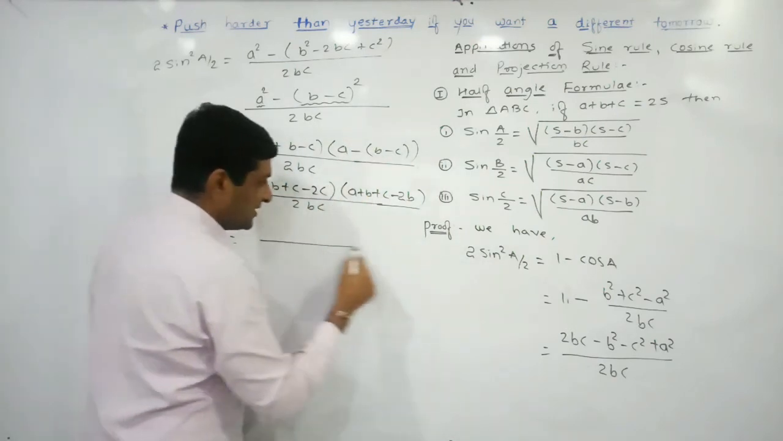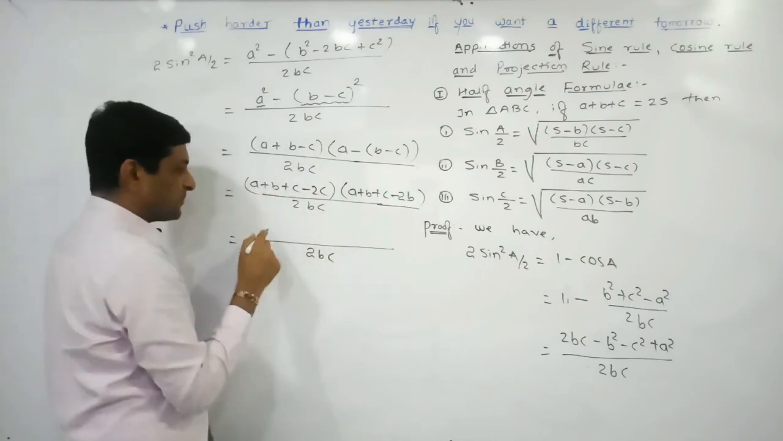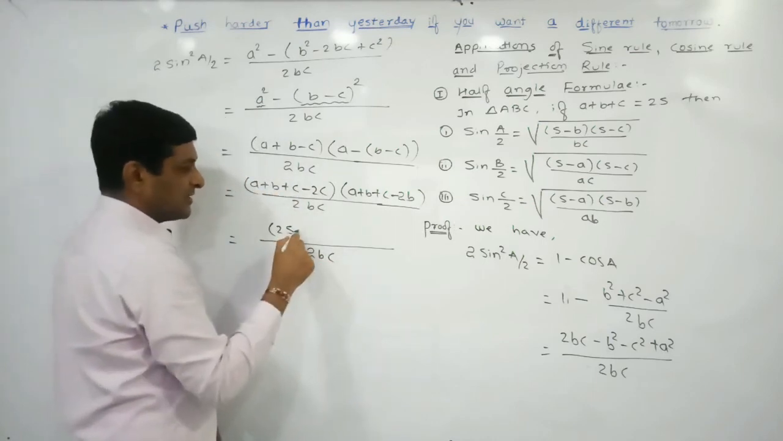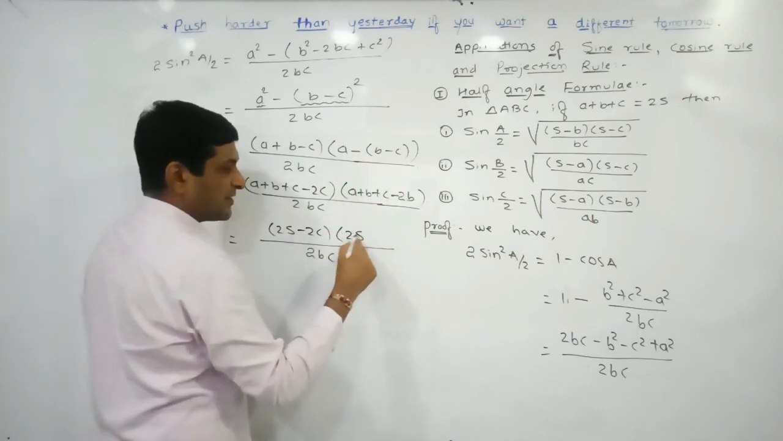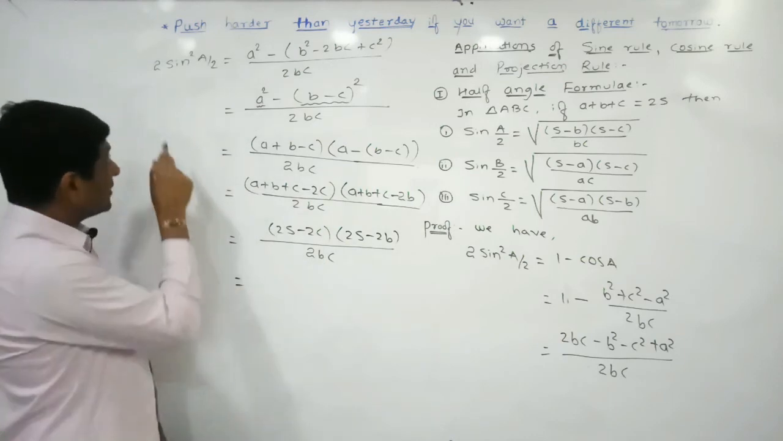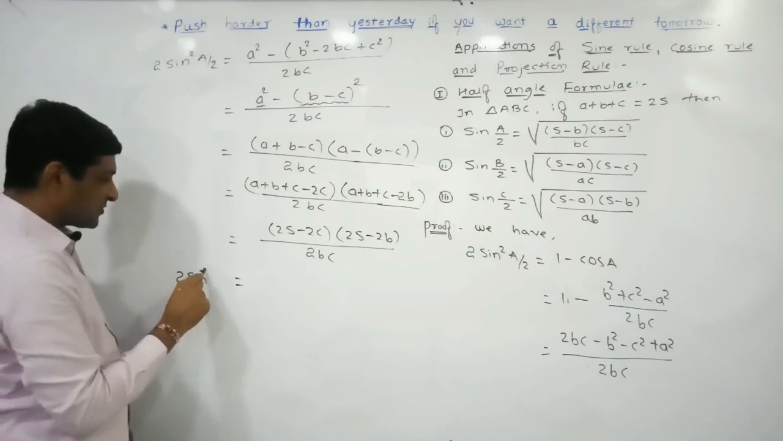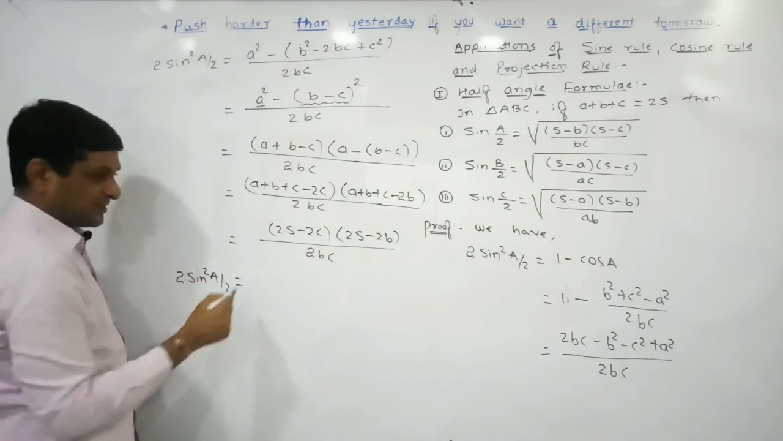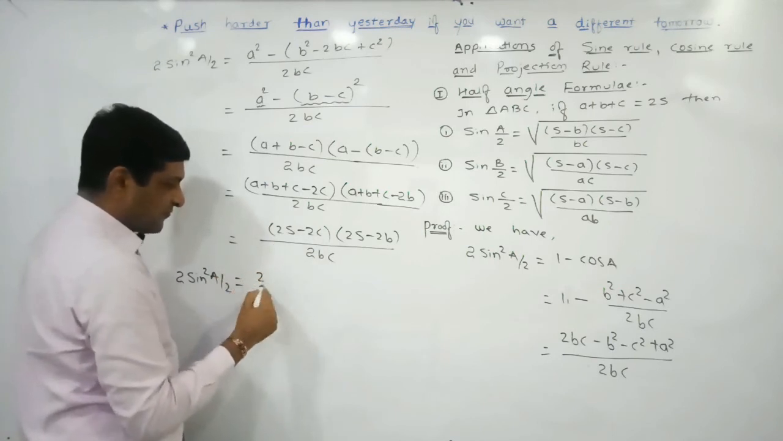So here in the numerator now I am substituting the value of a plus b plus c equals 2s minus 2c, keep it as it is. Here also a plus b plus c can be replaced by 2s minus 2b, keep it as it is. So keep the left hand side as it is, 2 sine square a by 2. On the right hand side we are able to take 2 common from the first bracket.